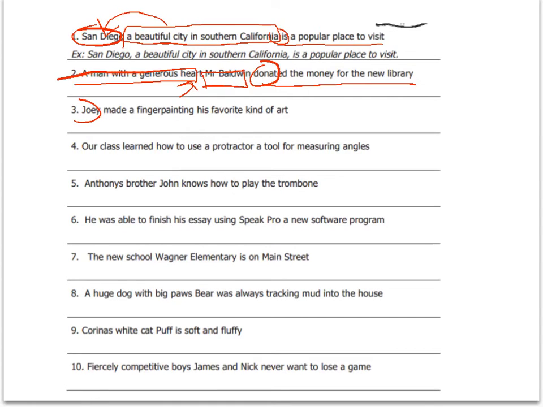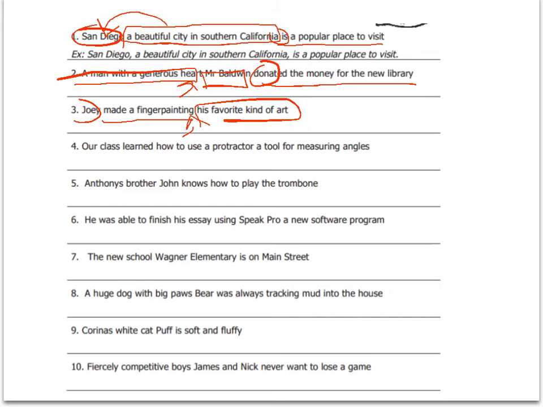Number 3, Joey made a finger painting, his favorite kind of art. The subject is Joey. "Made a finger painting" is the predicate. Then "his favorite kind of art" is the appositive, so we need to put a comma between "finger painting" and "his."